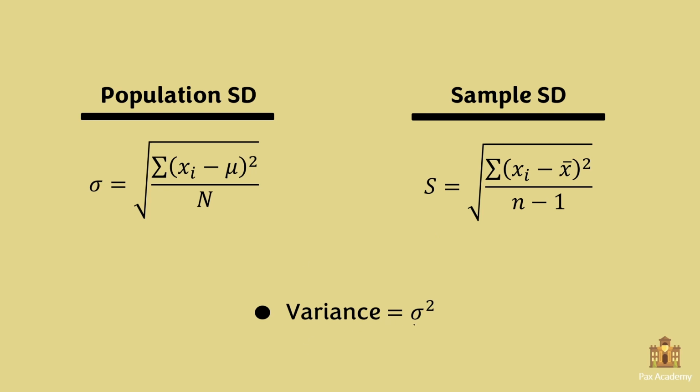The variance is the standard deviation squared, okay? So in this case, it would be the population variance.